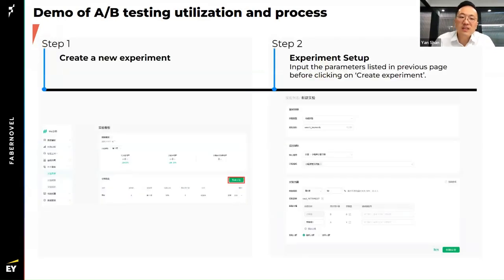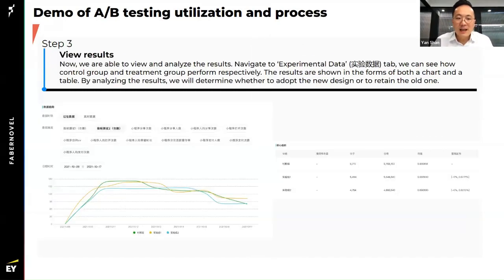So step one, we create a new experiment on with data. And secondly, when setting up the experiment, we look at what's the timing, what consumer actions we are tracking, and who we are targeting, right, through the settings. Lastly is the time period. And then after a period of time, let's say in this example it is 1 week, we can already see the result.